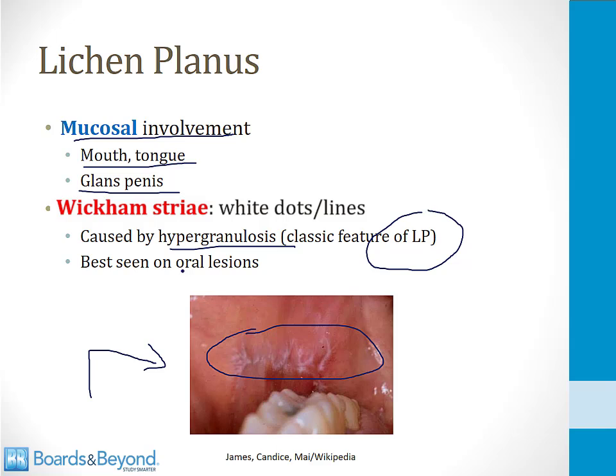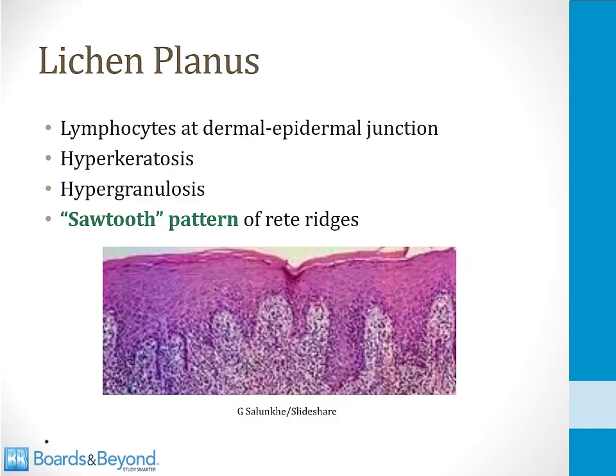The striae are often best seen on the oral lesions, like in this picture on the screen, although if you look closely at the skin lesions, you can sometimes see them as well. So once again, in a board question, if they describe these white dots and lines of Wickham striae, you should think of lichen planus.